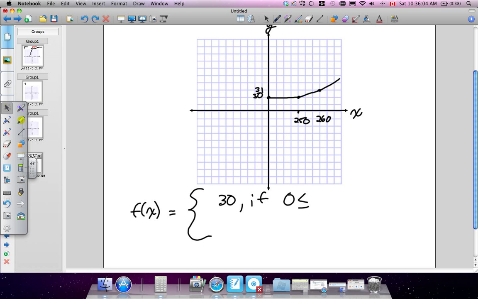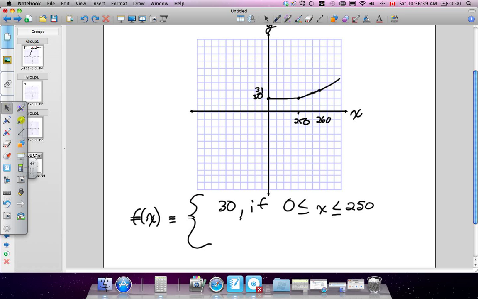If, and this is what's important, this actually is going to have almost like a double restriction where it's 0. Oh, sorry, I should say if x is greater than or equal to 0, because even if I use no minutes, I still have to pay that charge every month, and x is less than or equal to 250. Okay? So that's that there.